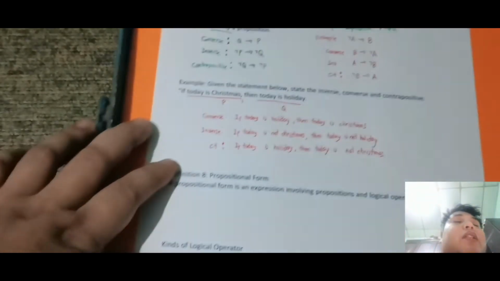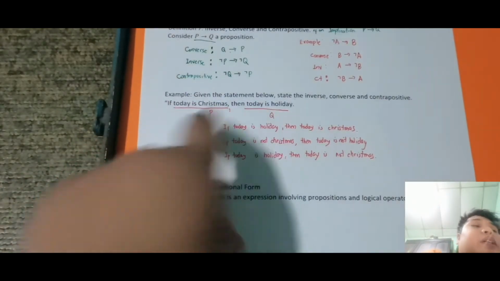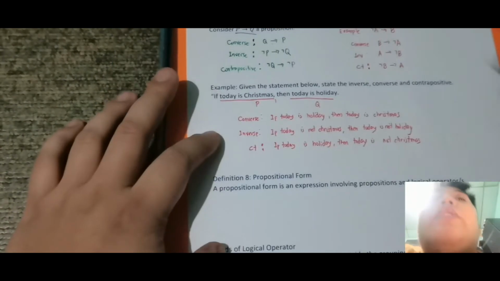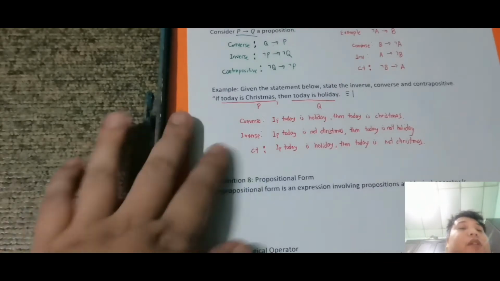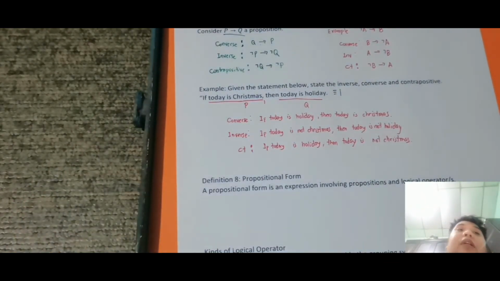Okay, so ngayon check natin dito yung truth value. So if today is Christmas, then today is holiday. Ano truth value niyan? So sinabi if today is Christmas, that is 1. So again, if today is Christmas, then today is holiday. So that is 1. So assume this is 1. Okay, so now if today is holiday, then today is Christmas.